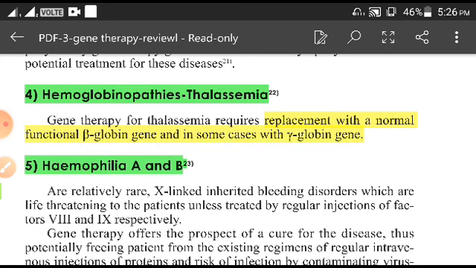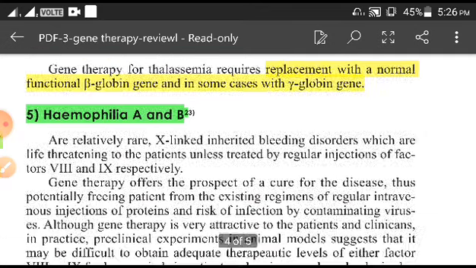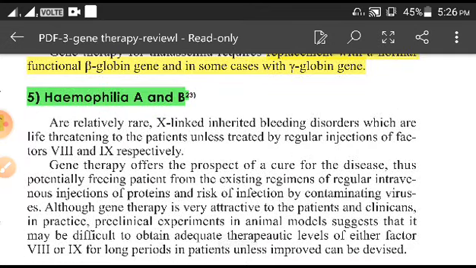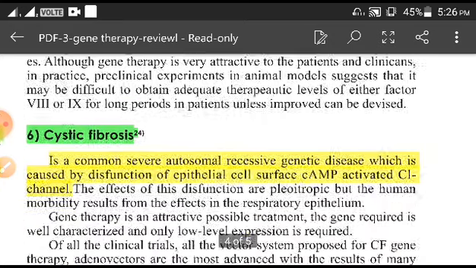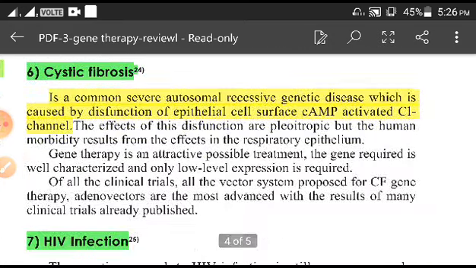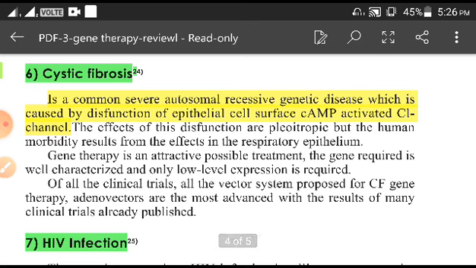So these diseases are happening because of disrupted beta globin and gamma globin genes, so we are replacing them here. Another is hemophilia A and hemophilia B. Another very well known and very well discussed disease is cystic fibrosis.